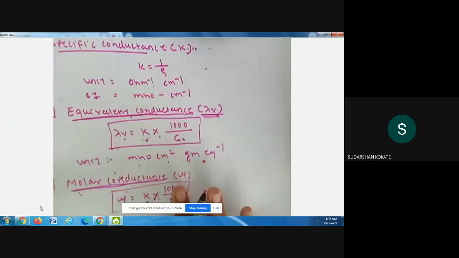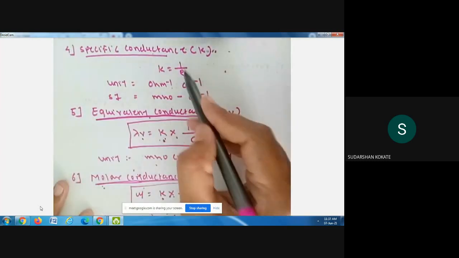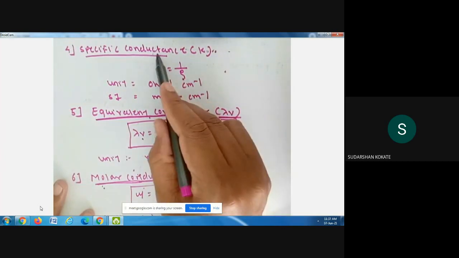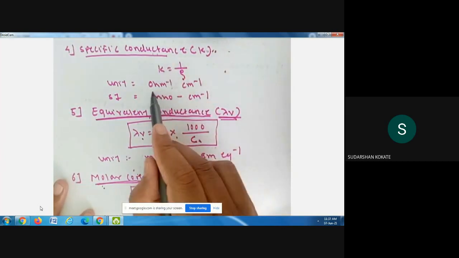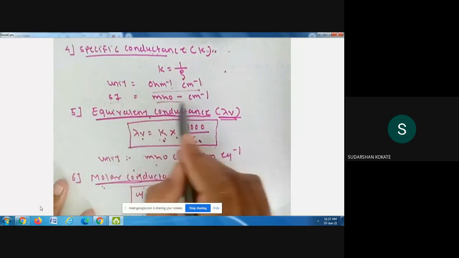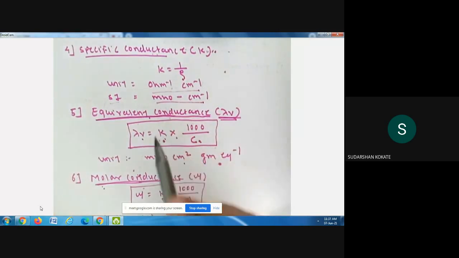Then next terminology is your specific conductance, right? Mathematically, specific conductance is the reciprocal of your specific resistance. And its unit is ohm inverse centimeter inverse, or its SI unit is mhos centimeter inverse, right?